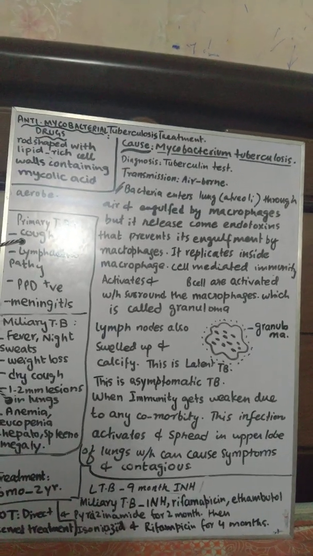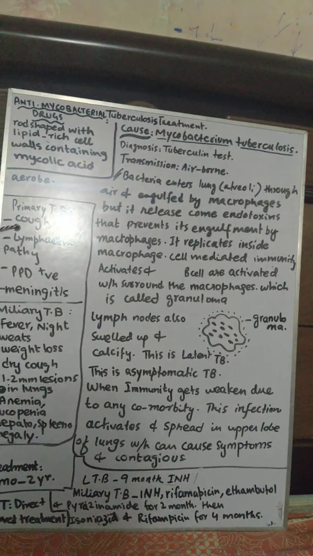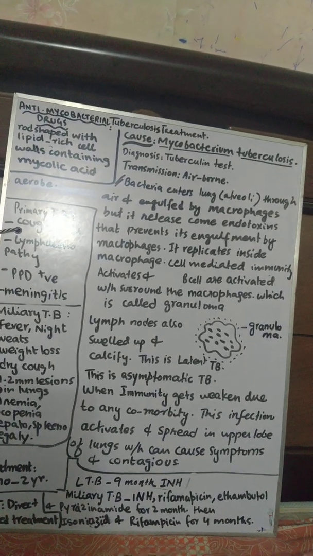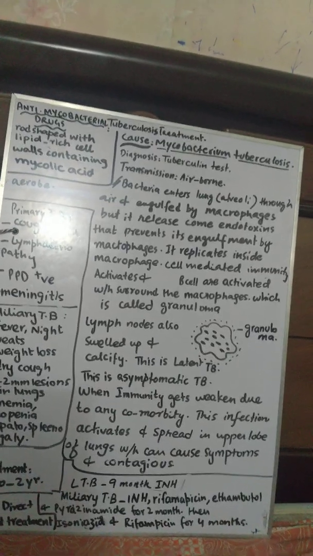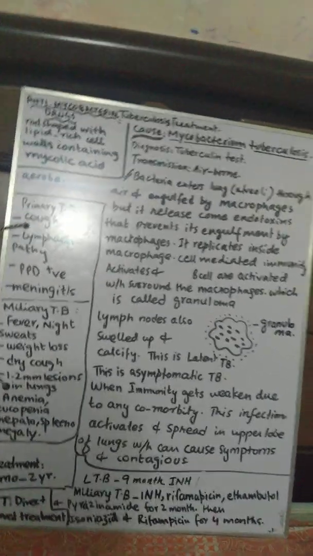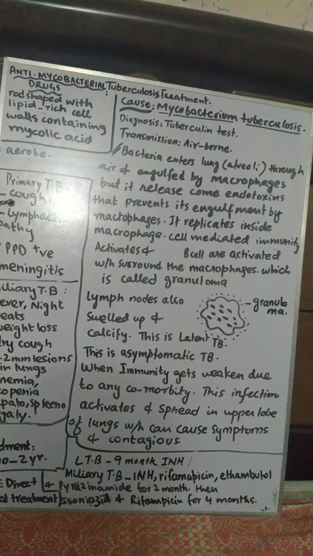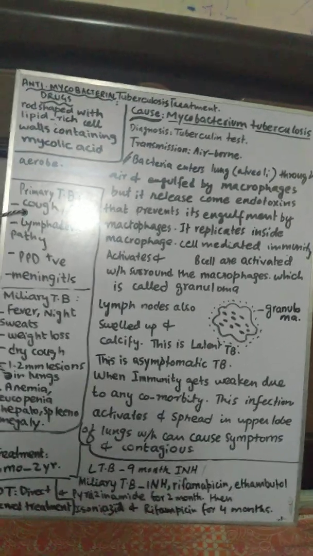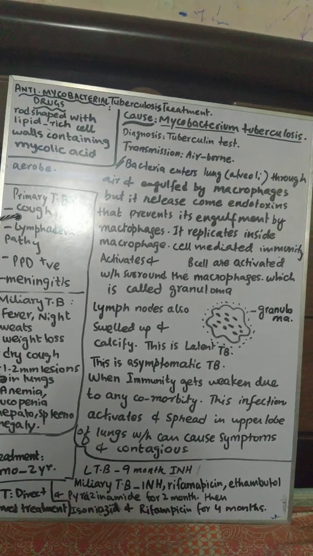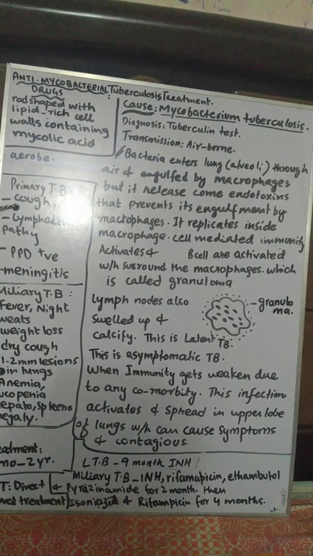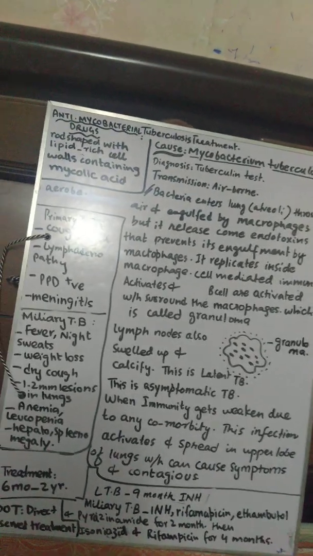These are strictly aerobic bacteria, so they can grow only in organs which have enough oxygen. So mainly they grow in lungs, else they can grow in genitourinary organs or meninges. They can also infect the skeleton or bones. Mostly they cause infection in lungs.